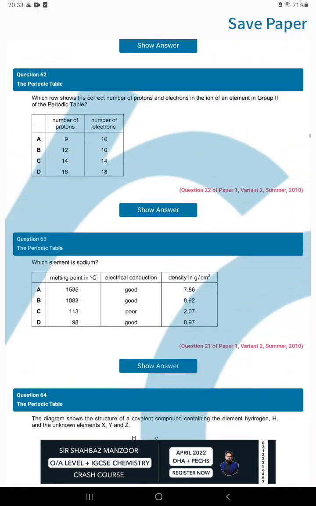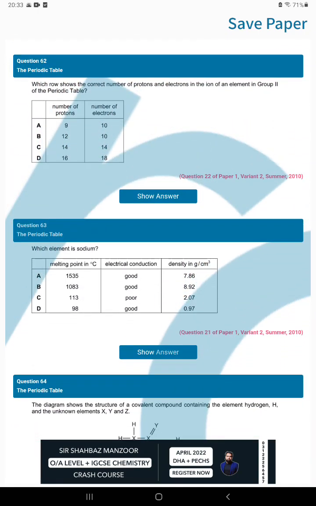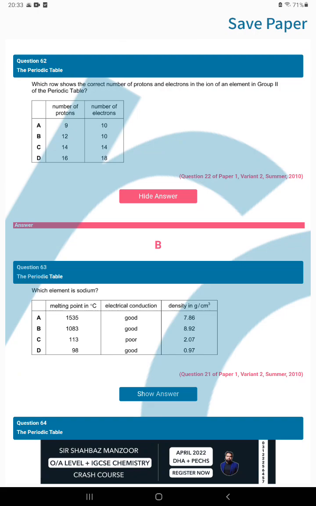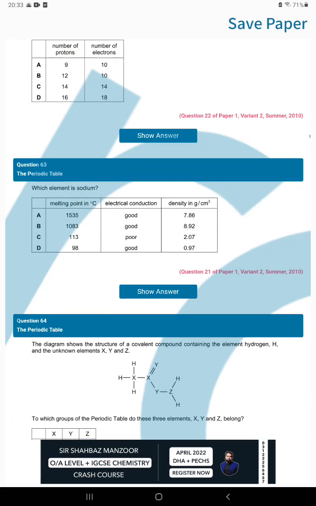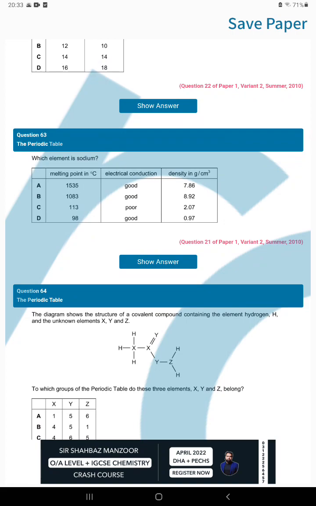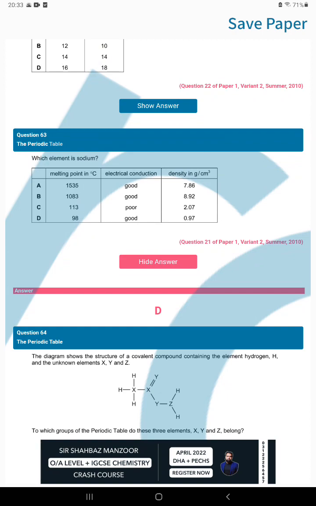Moving on. Which row shows the correct number of protons and electrons in the ion of an element in group 2 of the periodic table? B. 12 protons and 10 electrons. Which element is sodium? Now we'll get to know it. This is something we'll have to look at by using the periodic table. It's D. 98 melting point, and it's a good conductor, and its density is 0.97.